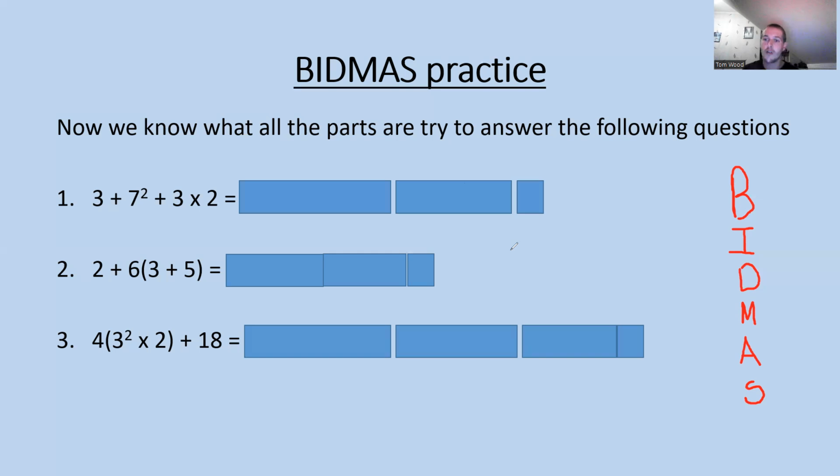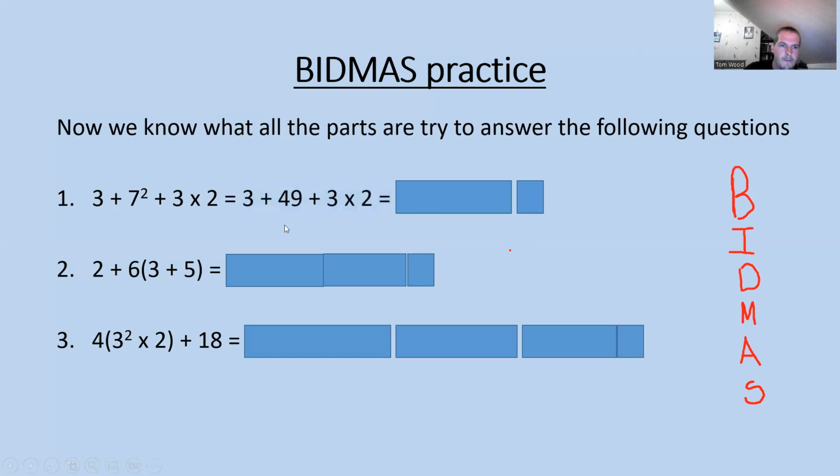If we haven't, it's a new thing, do not worry. So first of all then, I've got 3 plus 7 squared plus 3 times 2. Are there any brackets? No. What about an indice? Yes, there is. So I've got an indice there.